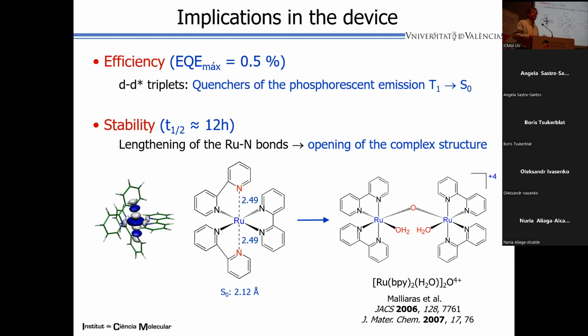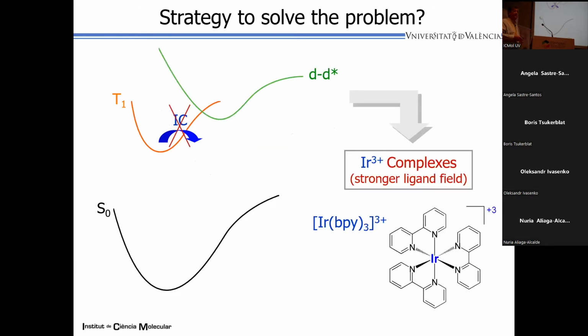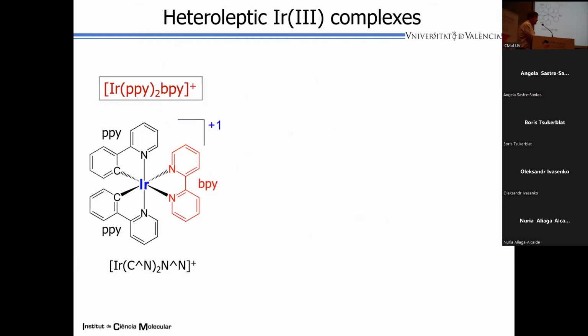How to solve that problem? The solution is to move up these metal-centered states and thus avoid this internal conversion. The way to do it is to change from the second to the third row of the transition metals. I mean, to use, for instance, iridium(III) complexes. And these are actually the complexes that have been most used in this kind of device. These are heteroleptic iridium(III) complexes. You have one neutral ligand, bipyridine, BPY, and two negatively charged ligands, phenylpyridine, PPY.